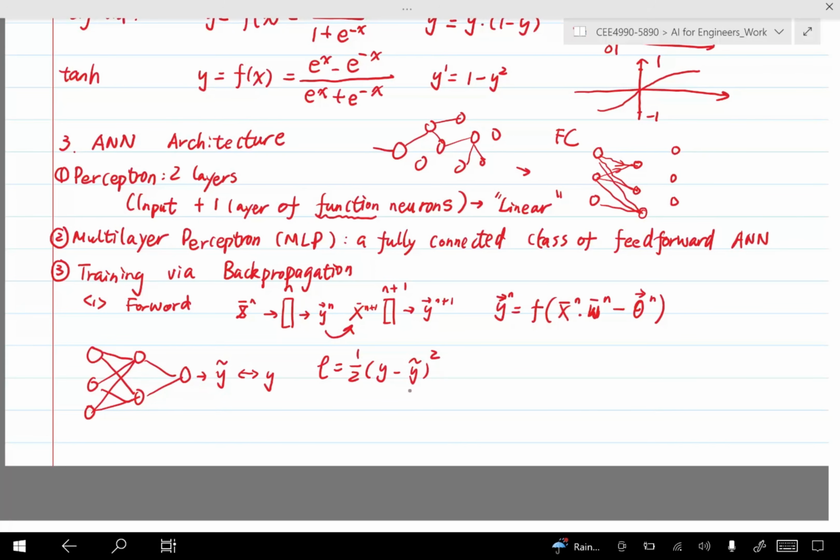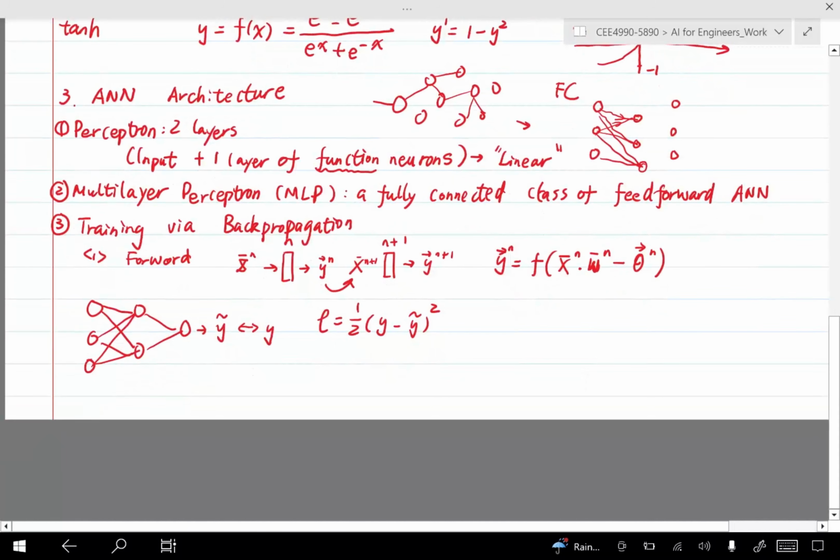This was one sample. If you have multiple samples, then you just get a summation of it. So for such a loss function, we want to see how we can update the weight based on it. The way of doing it is something called gradient descent. Let's say that you will take a look at one weight for one neuron, J here. We want to see how to update it.